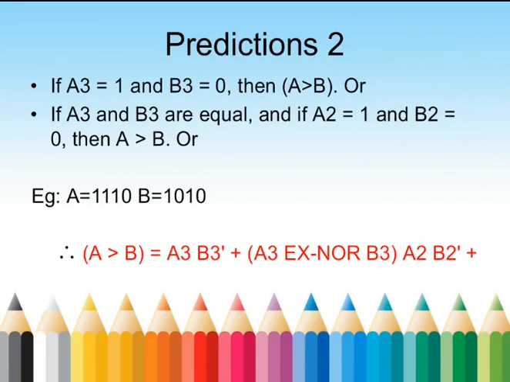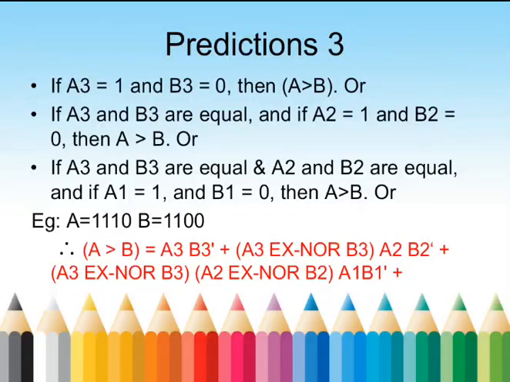For the second prediction, there may be a chance of both A3 and B3 being equal. If the bits are equal, we should express this with the XNOR operation. If A3 and B3 are equal, we should check the next lower order bit, A2 and B2. If A2 is 1, B2 is 0, again it is A greater than B. We may express this in a logical equation as A3 B3 prime plus A3 XNOR B3 into A2 B2 prime.